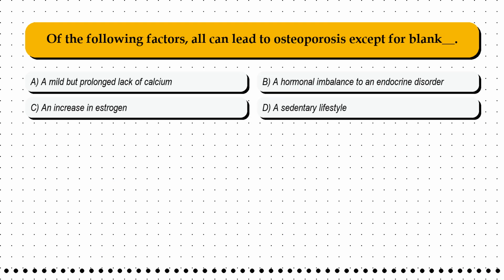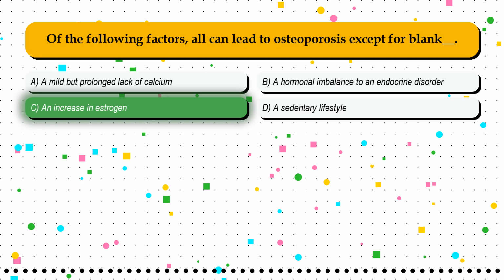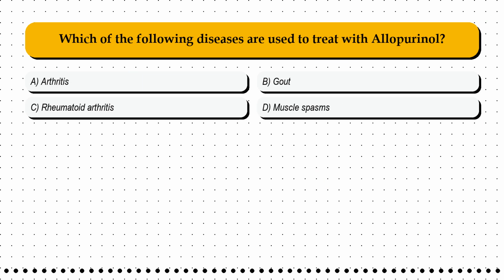Question 154. Of the following factors, all can lead to osteoporosis except for blank. Option A. A mild but prolonged lack of calcium. Option B. A hormonal imbalance due to an endocrine disorder. Option C. An increase in estrogen. Option D. A sedentary lifestyle. The correct answer is option C. An increase in estrogen.